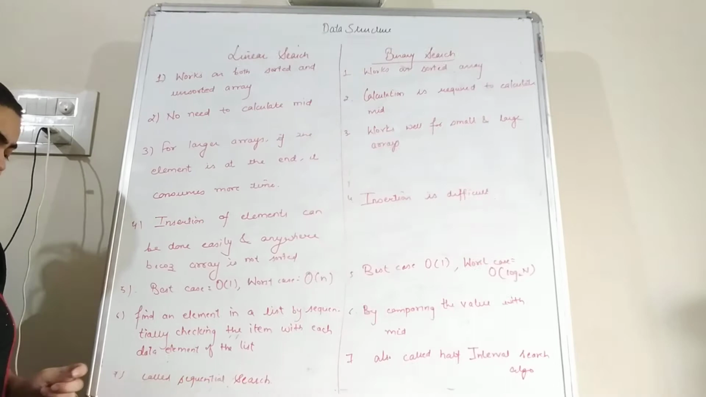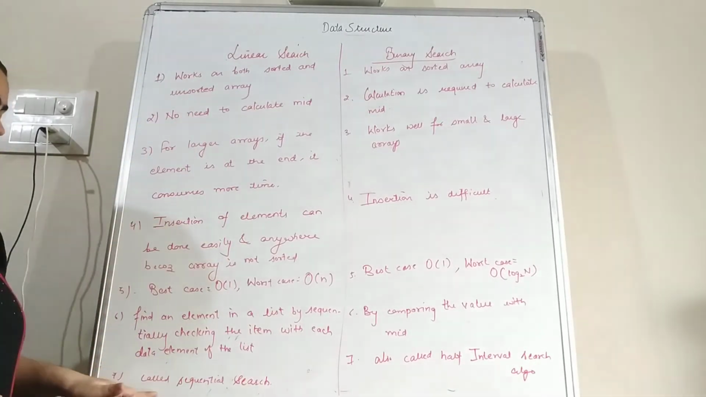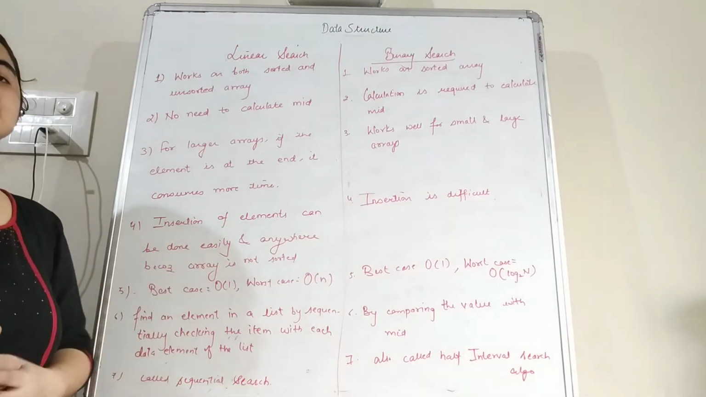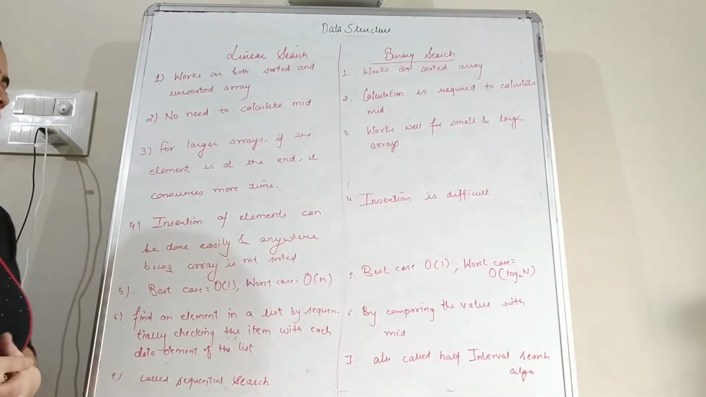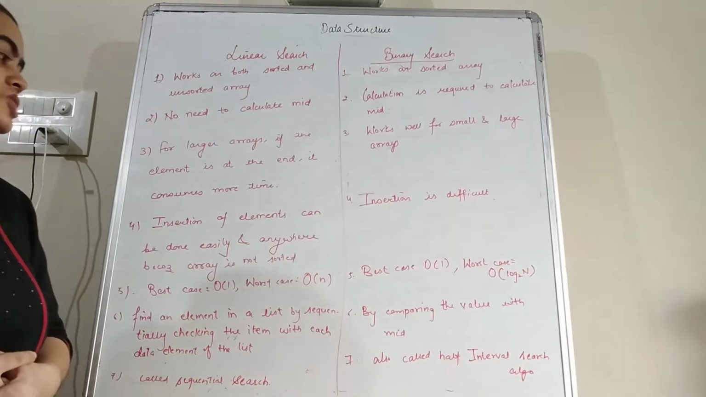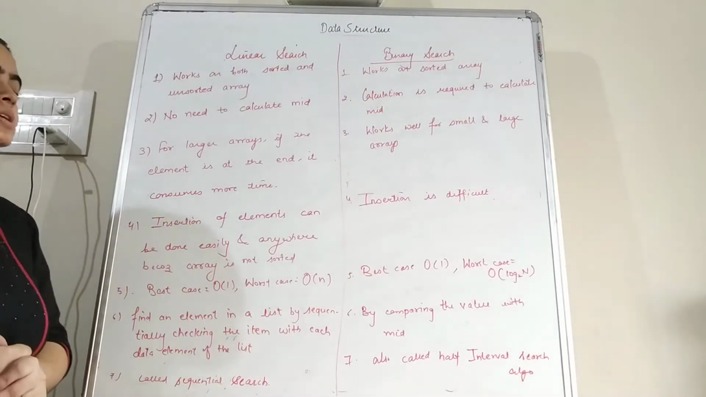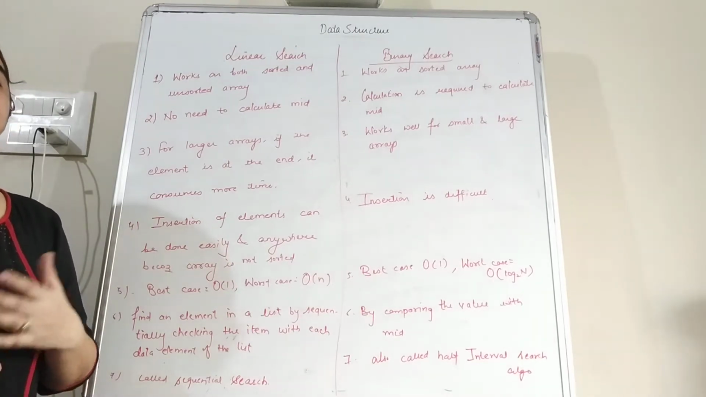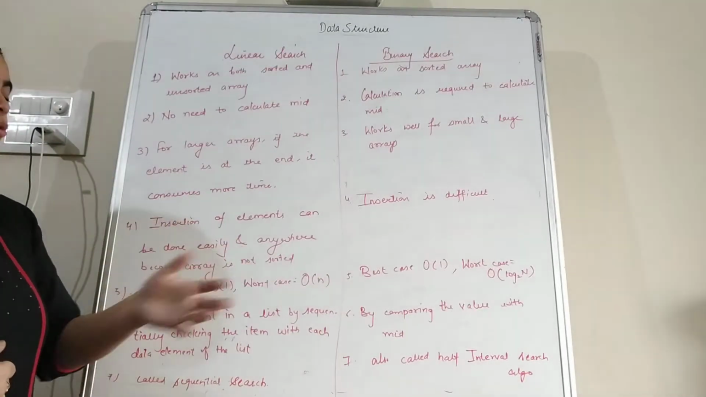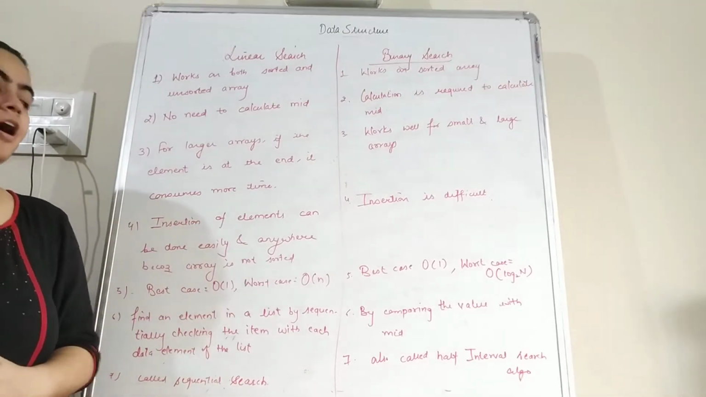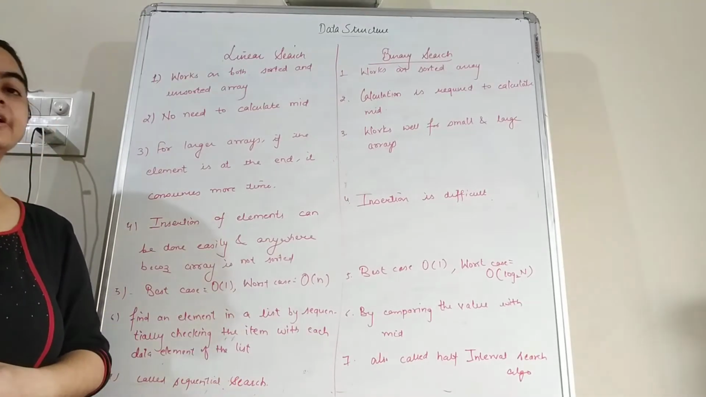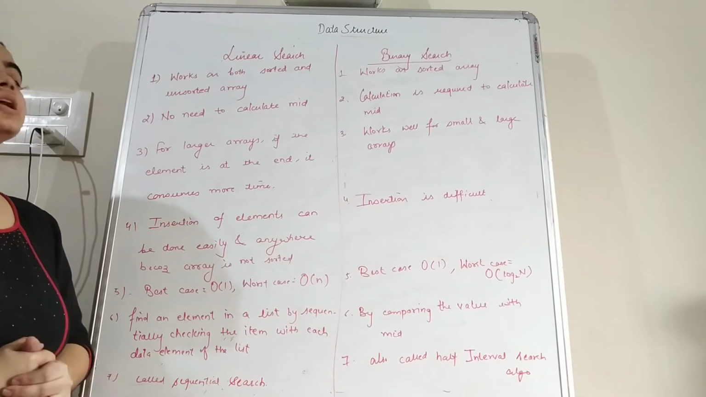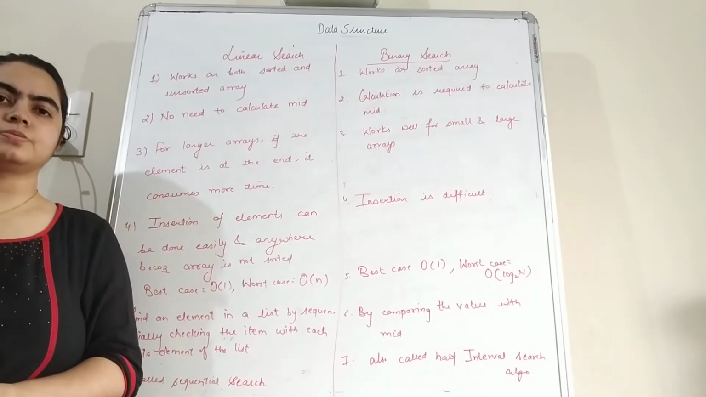After this, linear search is also known as a sequential search algorithm, because in sequential order we are going to search the data element. And binary search is also known as a half interval search algorithm, because every time we are going to divide the array by half. So that means it is known as a half interval search algorithm. So this is about the differences between the linear search and the binary search.